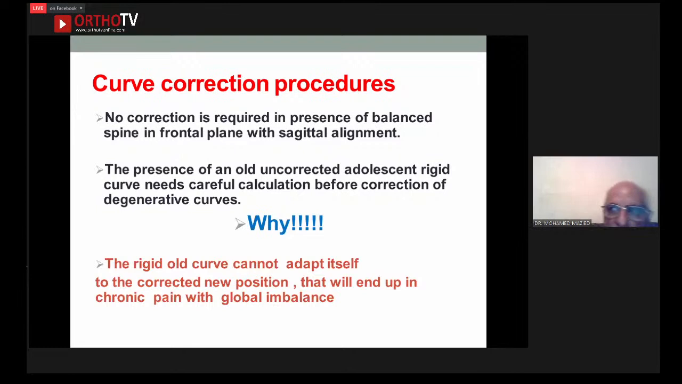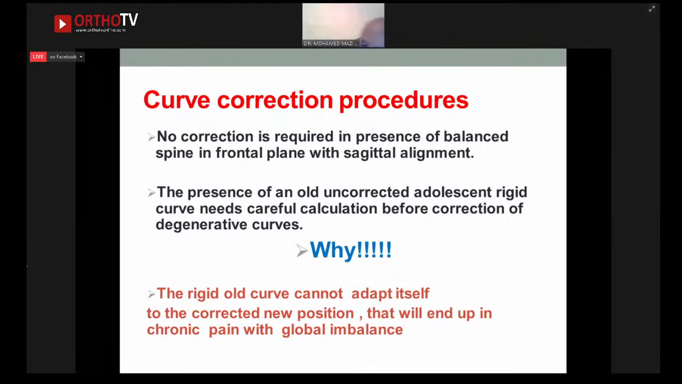In this condition, you have to calculate the whole spine: cervical, dorsal, lumbar, pelvi-lumbar junction. All of this has to be calculated and you make long fixation, including the dorsal spine. You may need also to correct the old deformity if it is more kyphotic than it should be. Flat back is a problem.